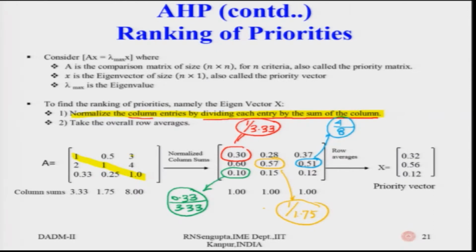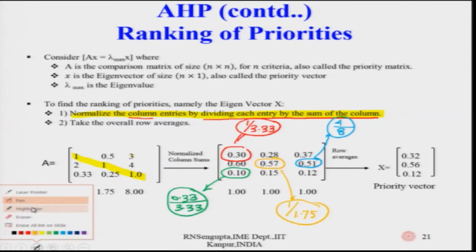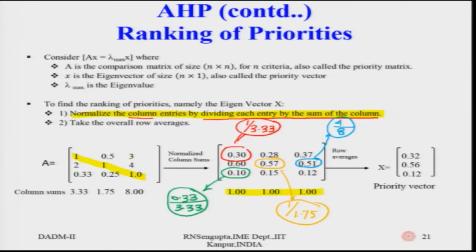once you have the normalized values, what is important is to check the sum is 1. So, 0.37, 0.51, 0.12. So, obviously, it will be 1. Then here 0.28, 0.57, 0.15, the value is 1. 0.36, 0.30, 0.6, 0.1 is 1.